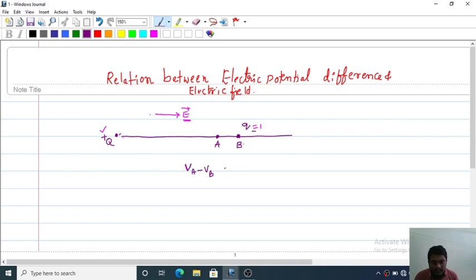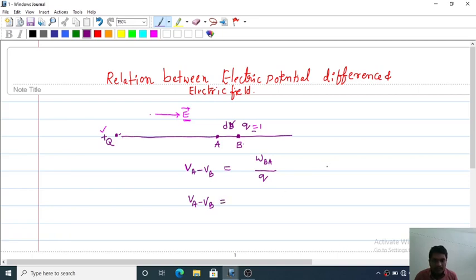This can be represented as follows: I am moving this charge through a small distance dl or dr. dr is the displacement. Therefore, by the definition, we can write VA minus VB is equal to W BA, the work done per unit charge. Work done per unit charge gives us the potential difference between those 2 points. First, I want to write work done in terms of force and displacement.